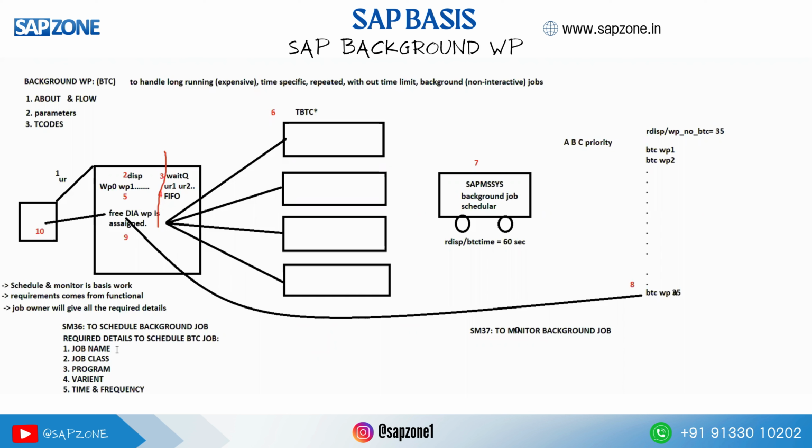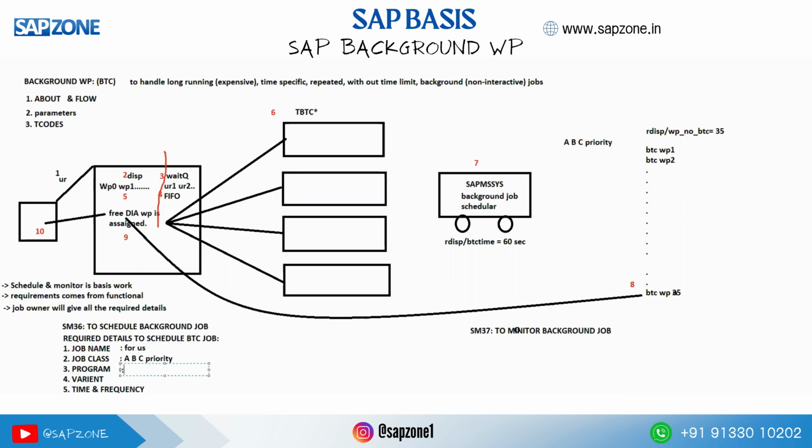Okay, job name. The people will understand by reading this job name what the job contains. Server won't consider it for the job. Job class means we have an ABC priority. Based on this priority, the scheduler will assign the background work process. This priority matters simply for us to understand what this job is.